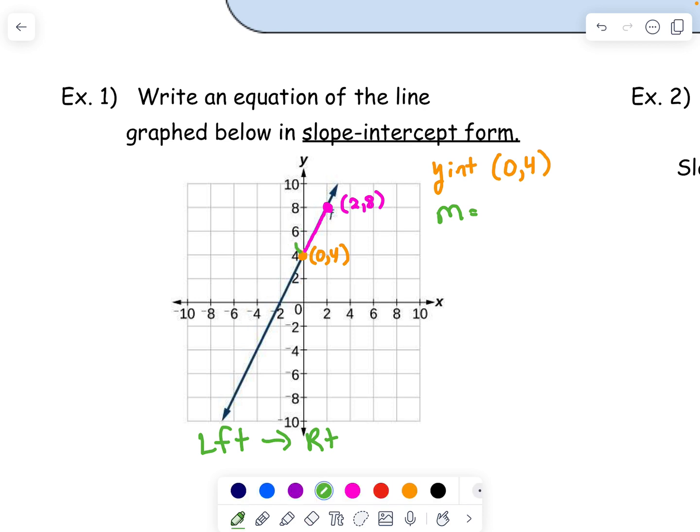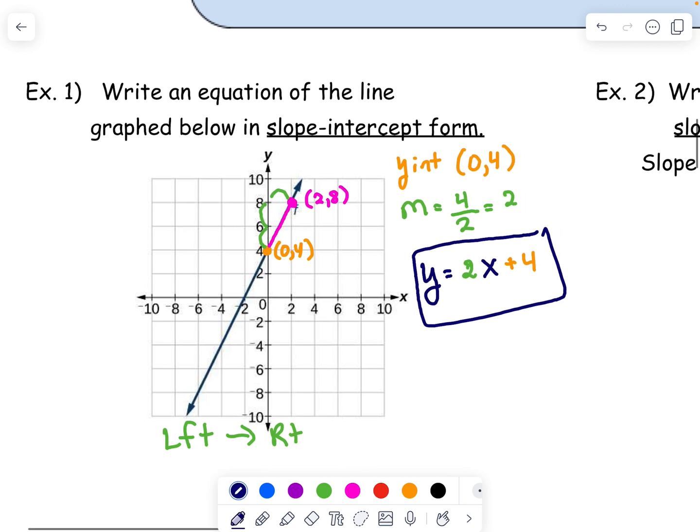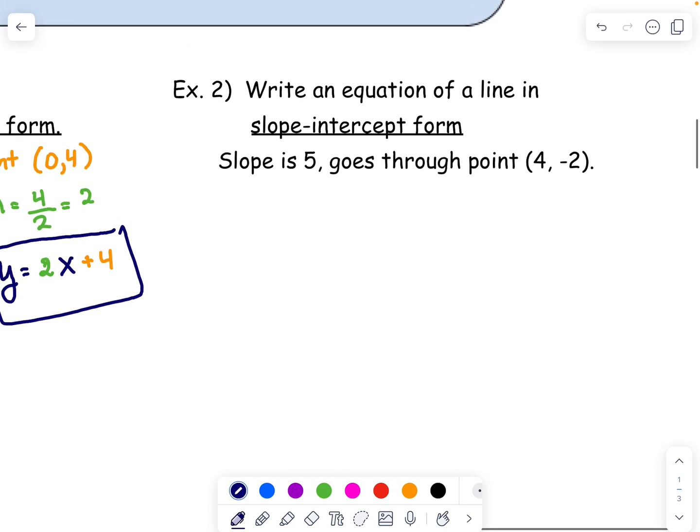Okay, so now let's see here. We're going to go up 4, positive 4, and over 2. So this is going to be 4 over 2, or 2. For slope-intercept form, all we really need is the slope and the y-intercept. So we're pretty excited because we have the slope, which is 2, and we have the y-intercept, which is a positive 4. And so here's our equation in slope-intercept form. If we needed a different form, we could manipulate this afterwards.